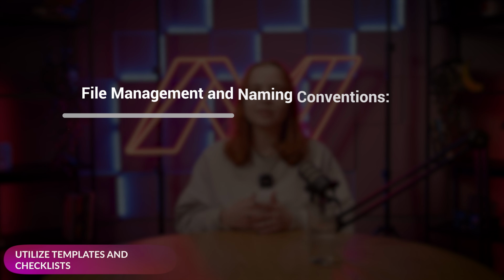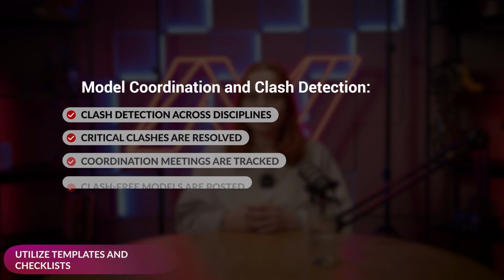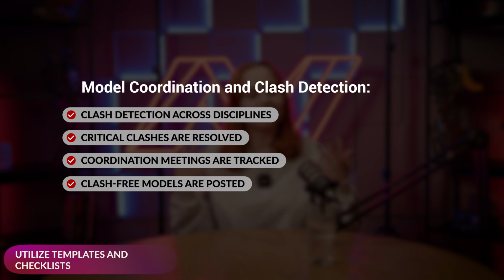There are several ways checklists can help you cover all essential processes. For example, to ensure that file management practices are followed, or to verify that coordination between different disciplines has been done and clashes are resolved.